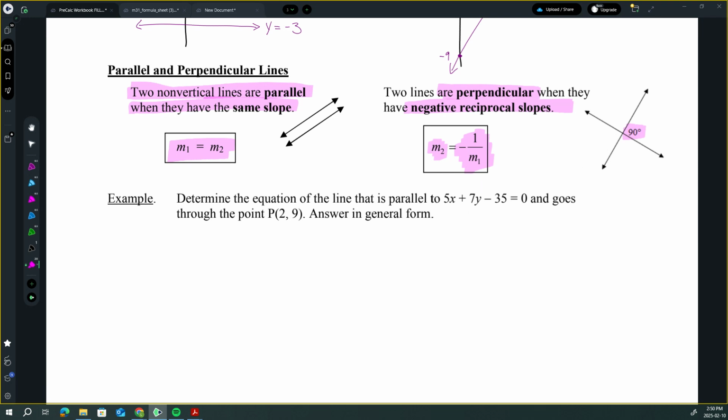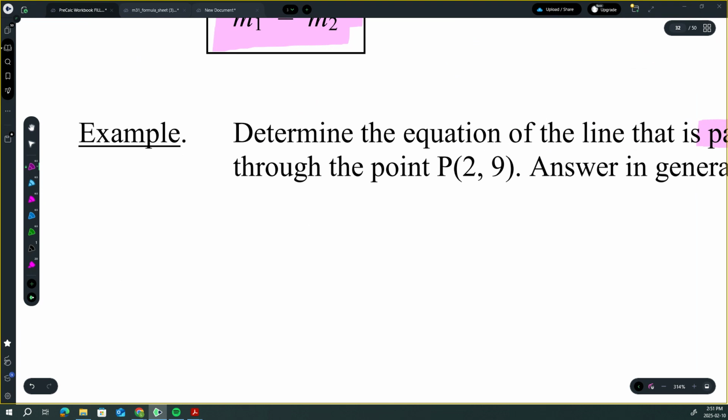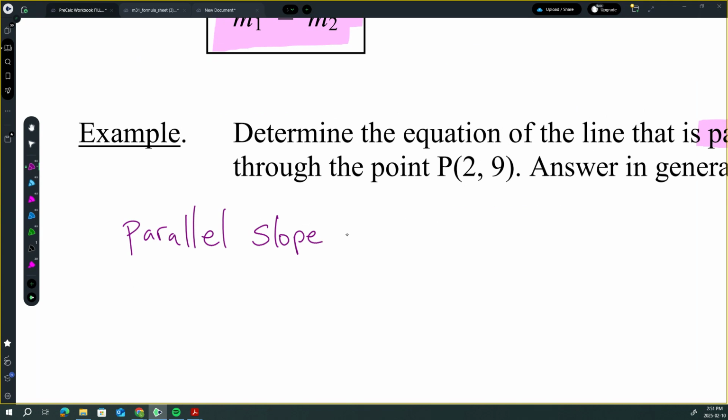So for example, determine the equation of the line that is parallel to 5x plus 7y minus 35 is equal to 0. So they gave us it in general form, which isn't too terribly helpful. So we're going to have to adjust this equation here and put it in a more useful form so we can tell what slope is. This line also goes through point P, which is 2, 9, answer in general form. All right. So, like it says above, we know that a parallel slope means that the slopes will be the same.